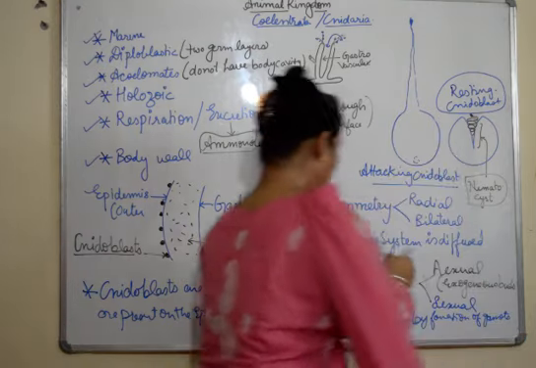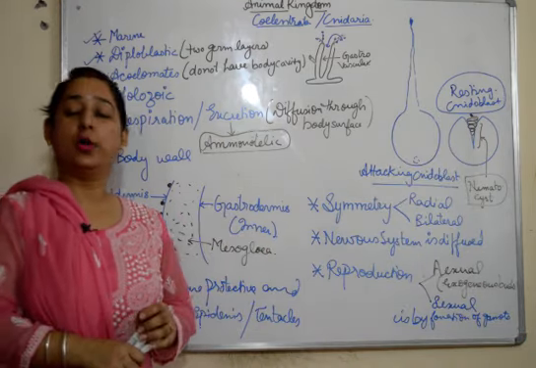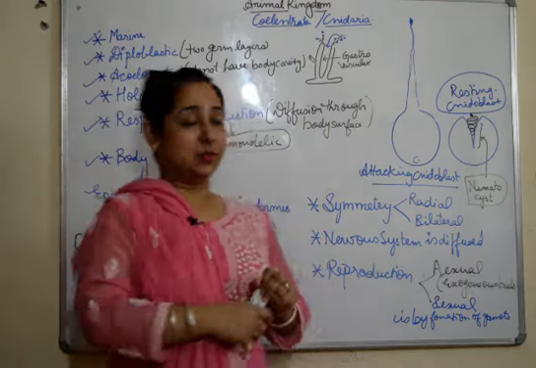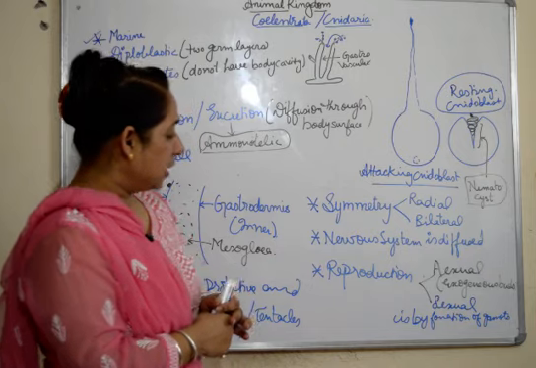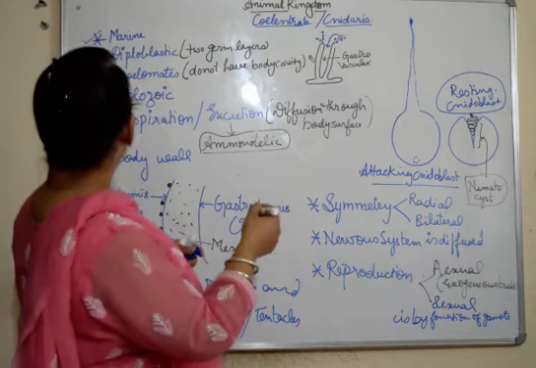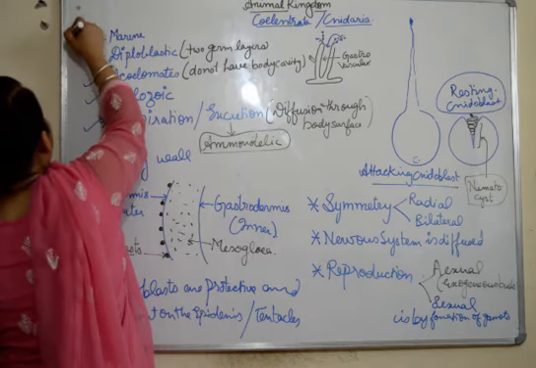So these are all the general characteristics of the coelentrates or cnidarians. In our next class, we'll talk about the examples. I'll just add in a point here. I'll write it here.